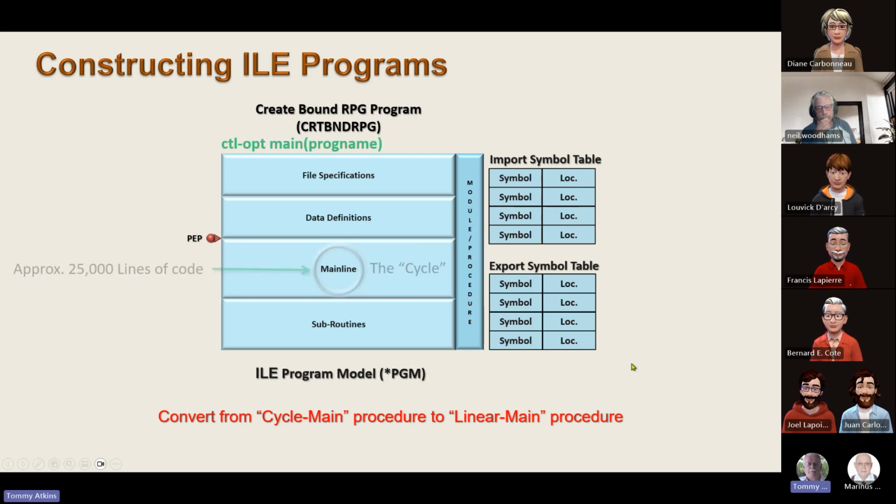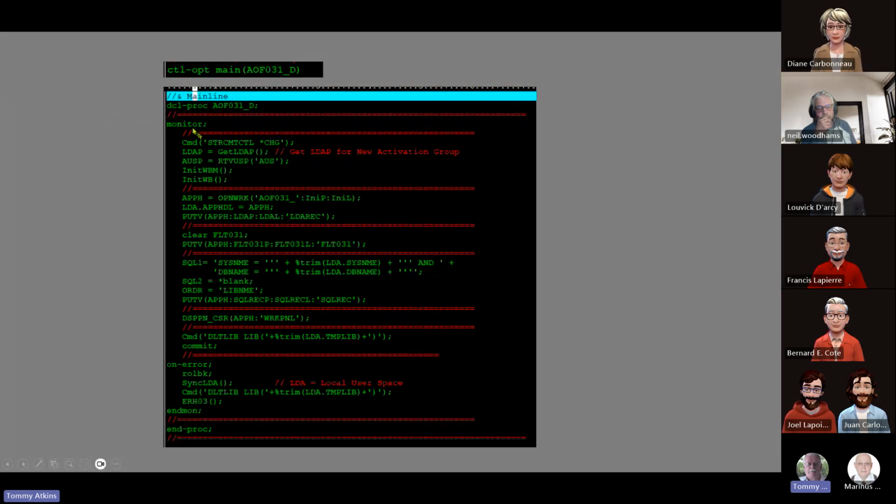In your control options, you put in a main keyword with a bracketed program name. The name of this program, you put that program name in there. And then there's one other thing you have to do to your mainline code to make it a linear main procedure, and that is you need to make it into a procedure. So you take your mainline code and you declare it as a procedure, giving it the program name, the same name as you've got on your control opt.